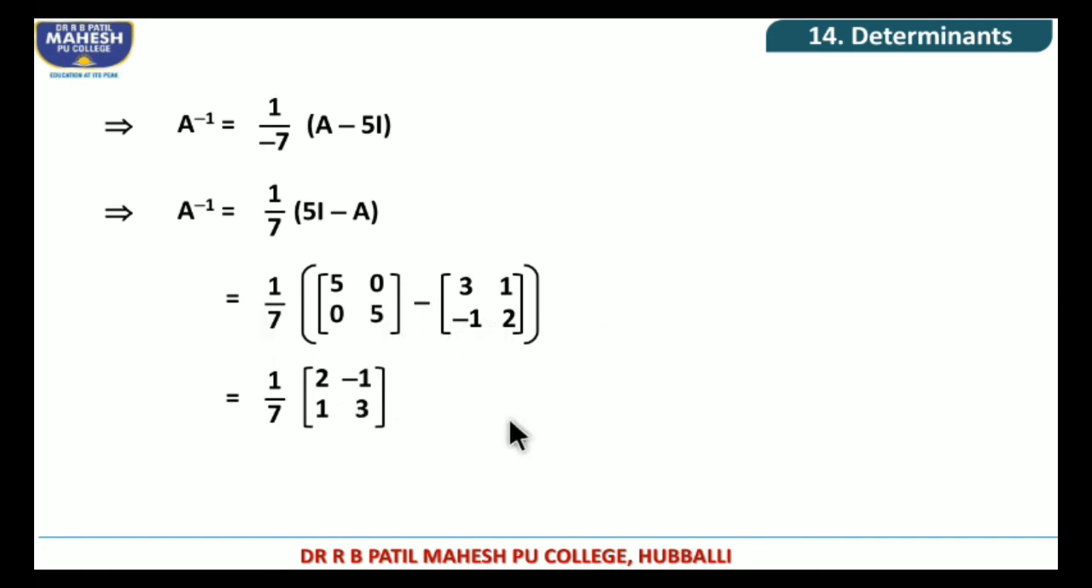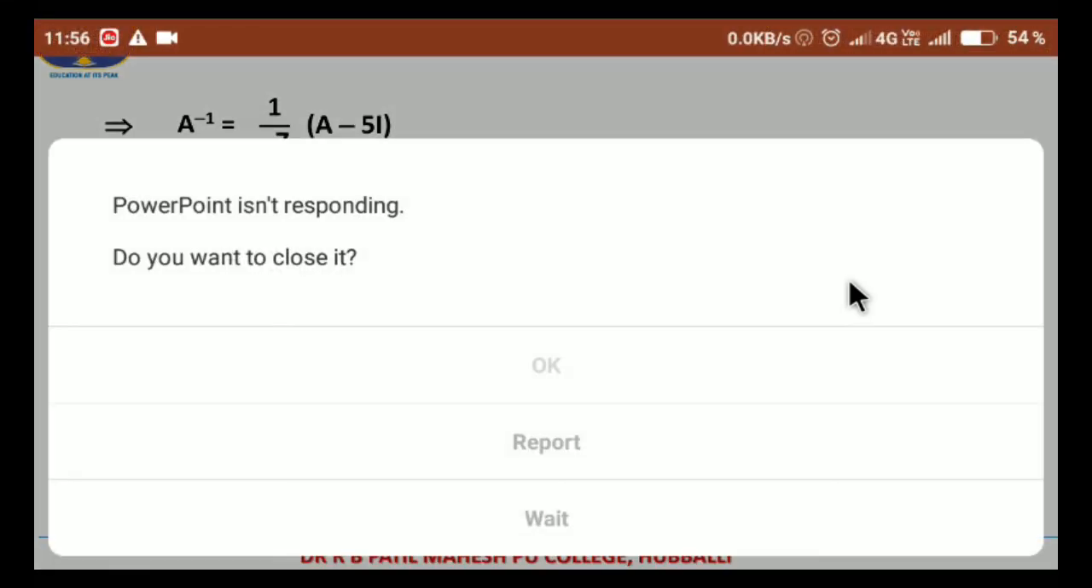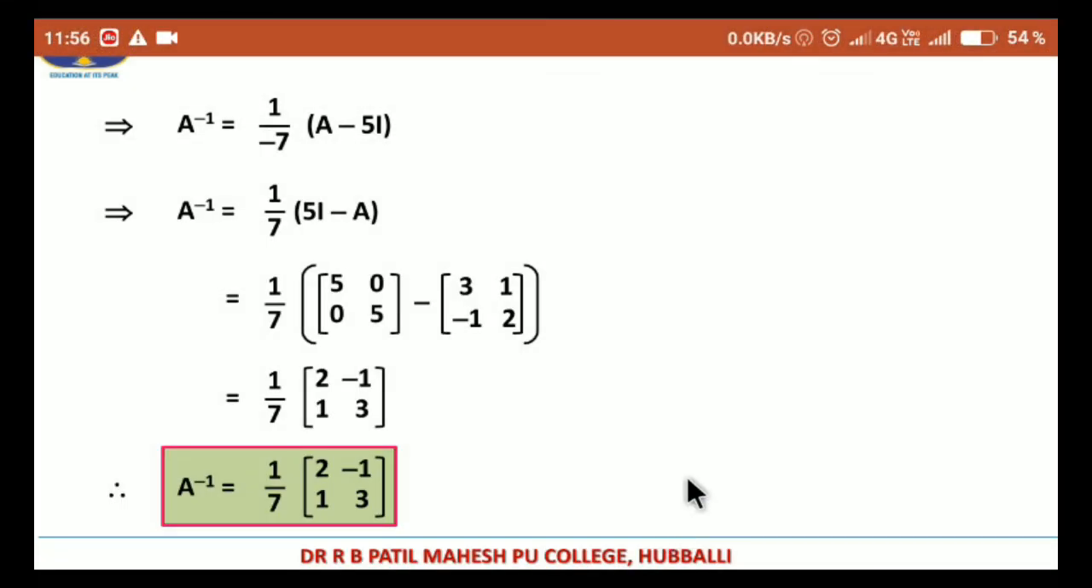So 5 minus 2 is 3. Therefore 1 by 7 into the matrix [2, -1; 1, 3]. So it is the value of A inverse here. Hence verified that equation and also got the value of A inverse, that is 1 by 7 into [2, -1; 1, 3]. So this is the required value of the inverse of the given matrix.